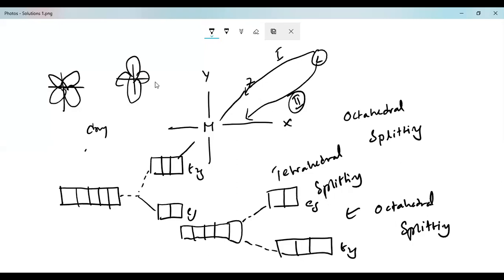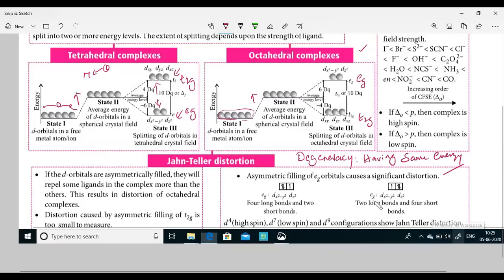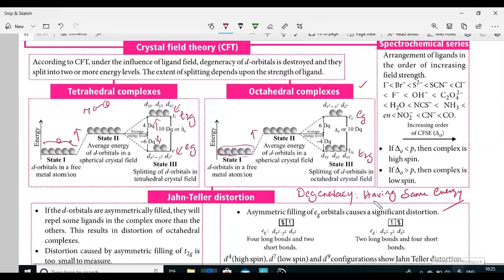Okay, so now the degeneracy is removed. Now you can see this one. Next, the spectrochemical series is there. What is the spectrochemical series? This series will tell us about the strength of ligands. So here we have arranged the ligands in the increasing order of their strength.